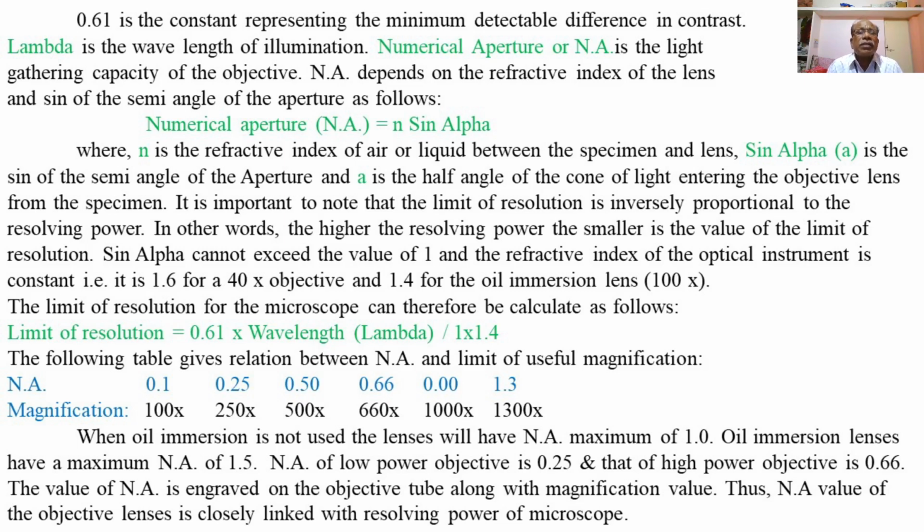Sine alpha cannot exceed the value of 1, and the refractive index of the optical instrument is constant, that is, it is 1.6 for a 40x objective and 1.4 for the oil immersion lens, that is 100x.